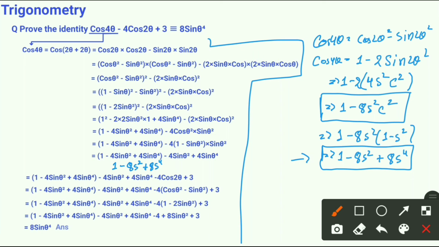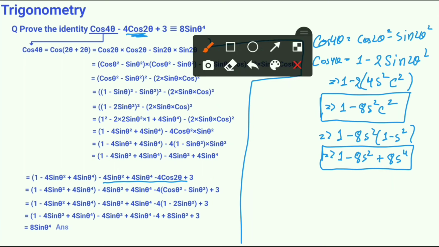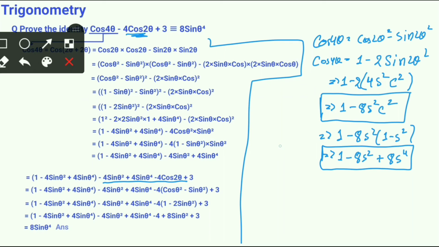This is what we really need to do. And as for this one right here, it's going to be 4 multiplied by (cos square minus sine square). So 4 cos square minus 4 sine square plus 3. This is what is happening right now.